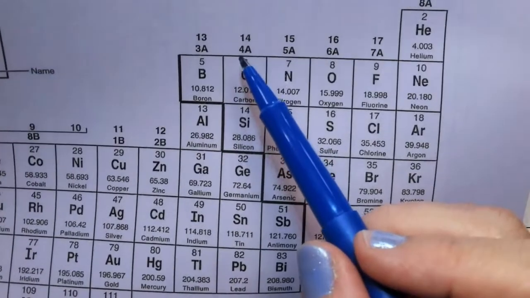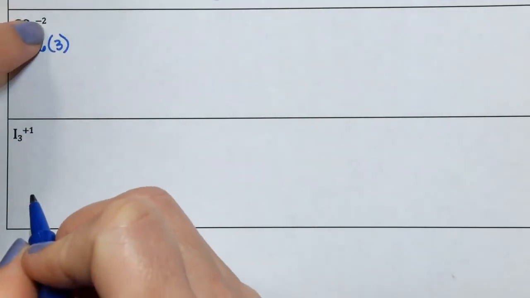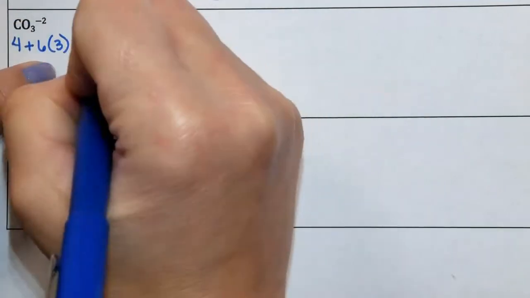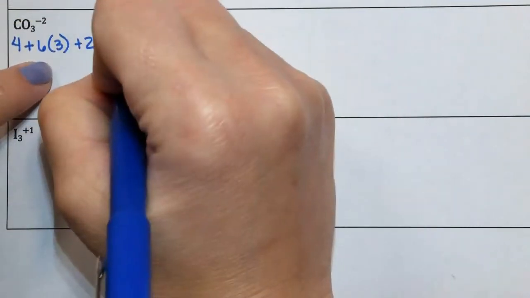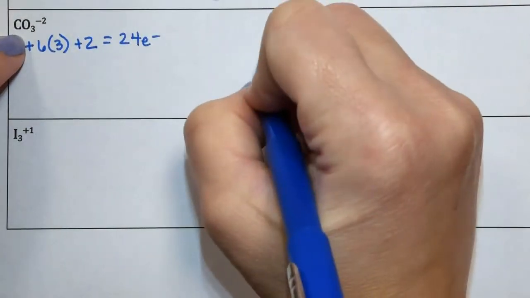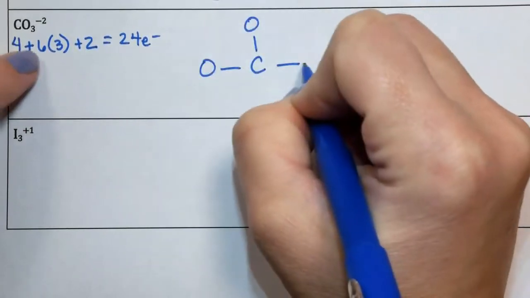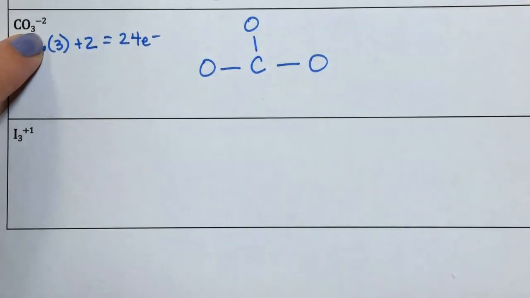Add our valence, carbon and oxygen. Carbon has 4 valence, oxygen has 6 valence. It's going to go 4 plus 6 times that 3, and because that says -2, we're going to add 2 more electrons to our total, and so this gives me a total of 24 electrons. So I'm going to draw my skeleton structure. I'm going to put carbon in the center, and I'm going to surround it by the 3 oxygens that are in this molecule.